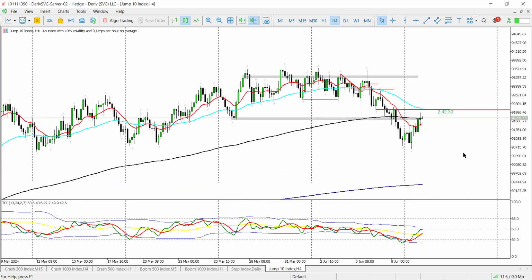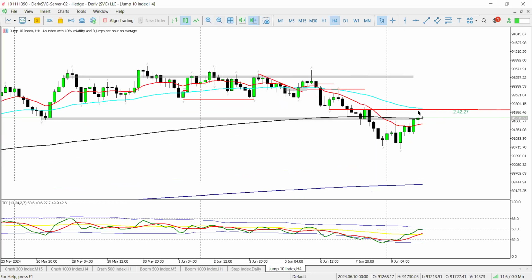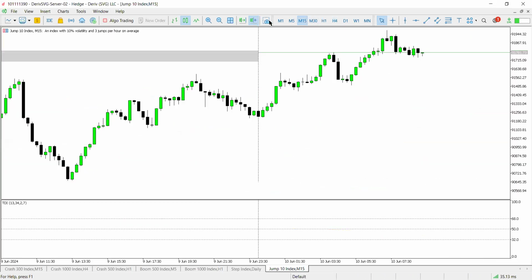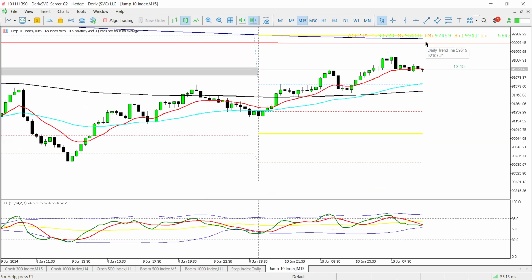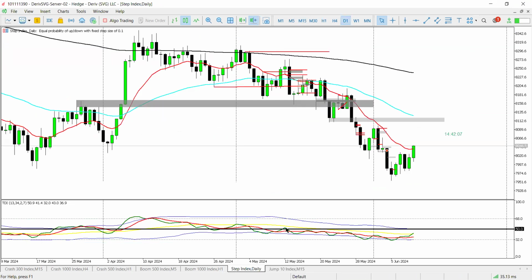Let's see. I would rather wait for price to come towards the 50 EMA, then look for a short-term sell. Rather wait for price to continue pushing up until this red area here, then maybe look for a short-term sell. If you're trading J10, I think that's how best to attack it today. So that's it for J10.